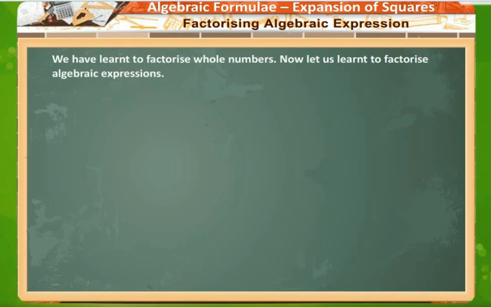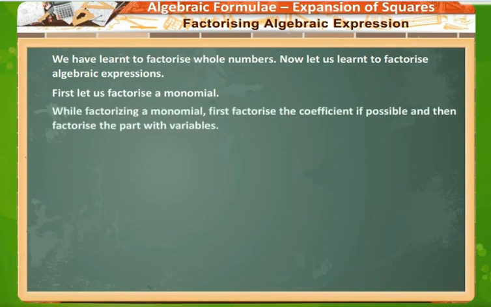Now first we will begin with a monomial. We all know algebraic expressions are monomial, binomial, trinomial and polynomial. So first a monomial. While factorizing a monomial, first factorize the coefficient if possible. Coefficient is the number present with the alphabet. I repeat, coefficient is the number present with the alphabet, and then you have to first factorize the number, then the alphabets. Variables are the alphabets we are using.